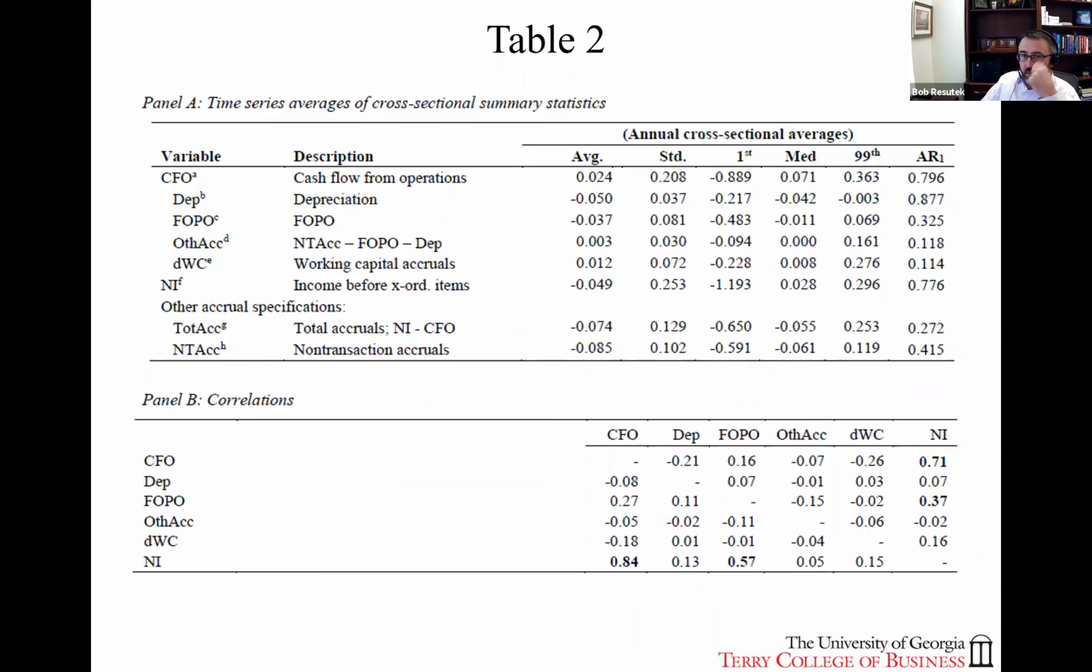Descriptive stats, again, I don't think there's anything super surprising here. The one thing I would point out, if we look at FOPO here, notice the cross-sectional standard deviation is 8.1%. This is substantial. This is more than even working capital accruals. So there's a lot of cross-sectional variation here that can be used to describe economic events. I think everything kind of maps to what we see in prior studies.